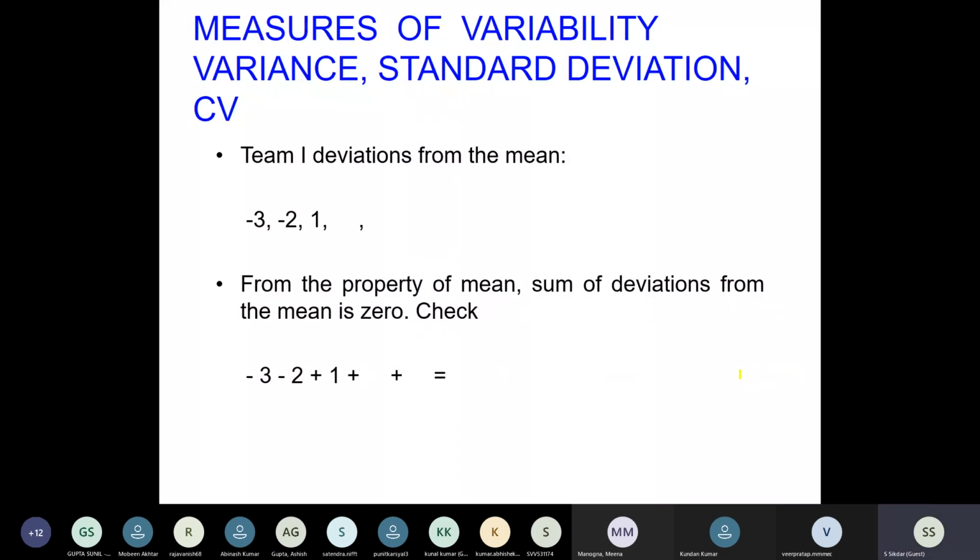It is the same thing. Earlier we talked about -3, -2, -1, and if the deviations of some values from the mean value are 3, 2, 1, -3, and we keep on summing, then ultimately we end up with 0.